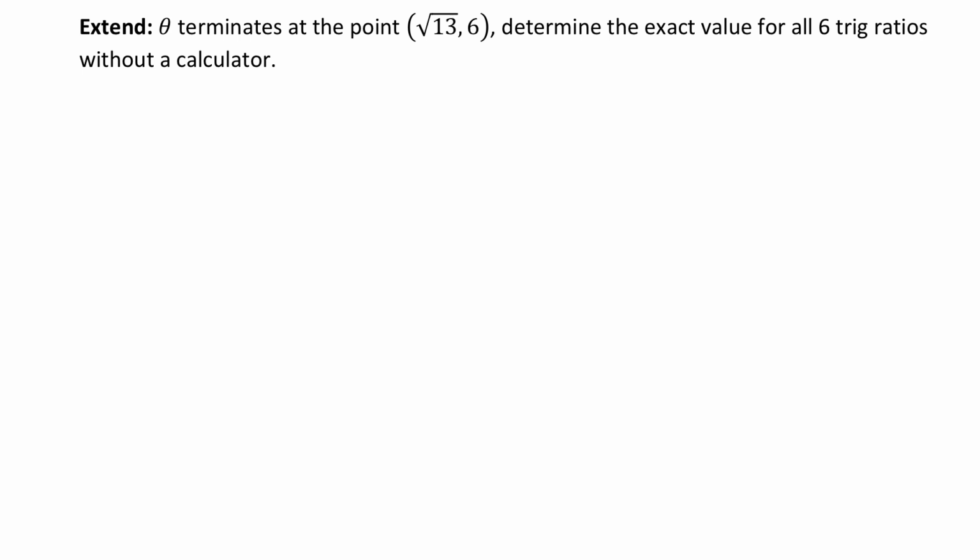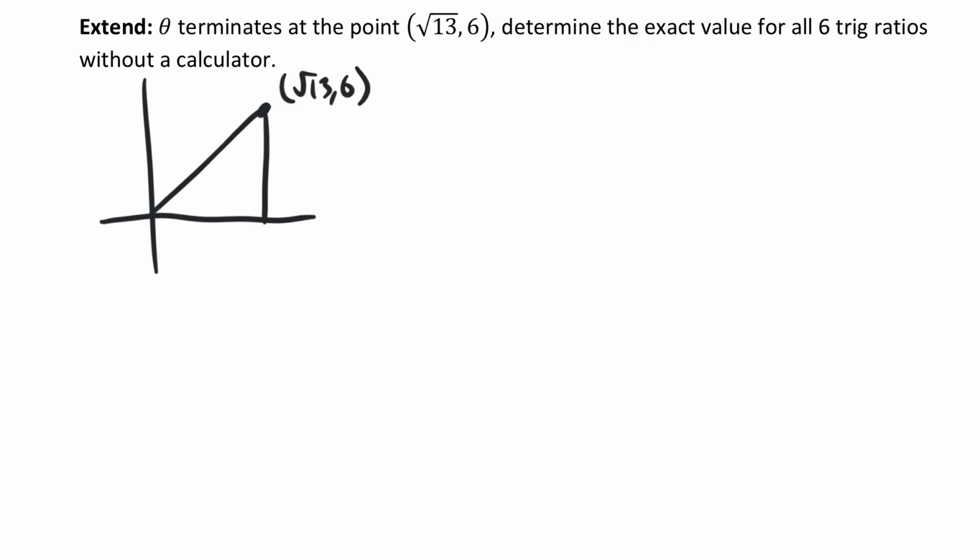Okay, let's take it one step further. Can we find all of the ratios? Can we find the exact value for each one of those trig ratios? Well, let's draw the diagram again. Right, here's our point, root 13 and 6. We got our triangle here. This is going to be 6. This is root 13. Now we're missing one of our sides, which we're totally going to need, right? This is going to be the hypotenuse. And if we want to find all of the ratios, a few of them are going to need hypotenuse.